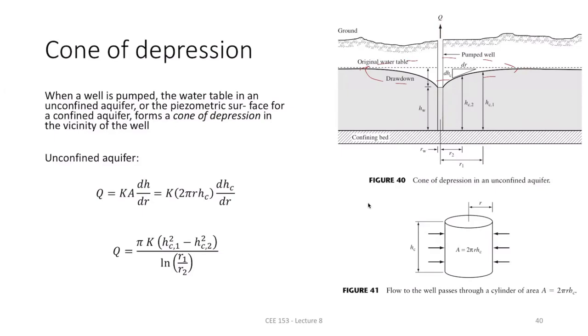To derive that, let's write this. The amount of flow in an unconfined aquifer, by Darcy's law, is Q = K A dH/dr. The area is the area of the cylinder. The wells are usually cylindrical, so the area of the cylinder is 2 pi r hc, where r is the radius of the cylinder of the well and hc is the cylindrical height. That can vary based on distance, so hc is a variable here. The c is for cylindrical.